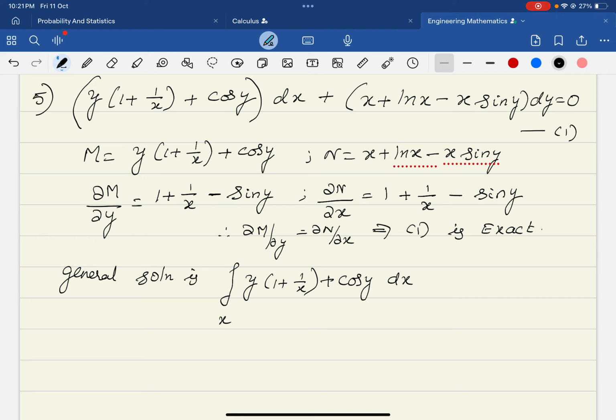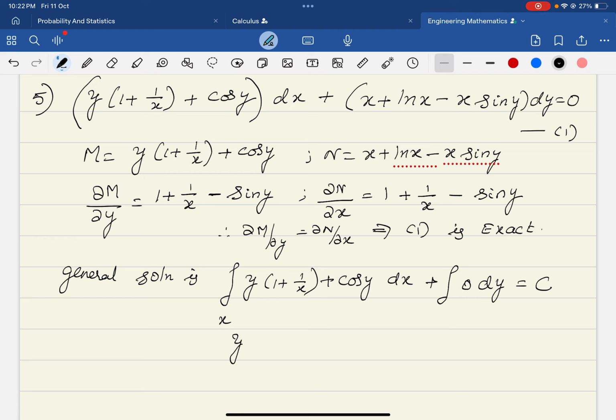Now what are the terms which are not consisting of x? There is x, there is x, and there is x. So we are not supposed to take any term from n. So it is 0 dy is equal to c. Now let us solve this integral.